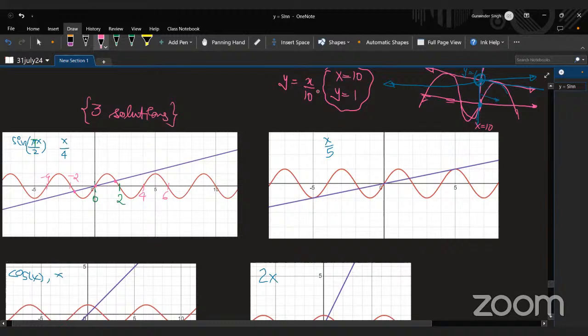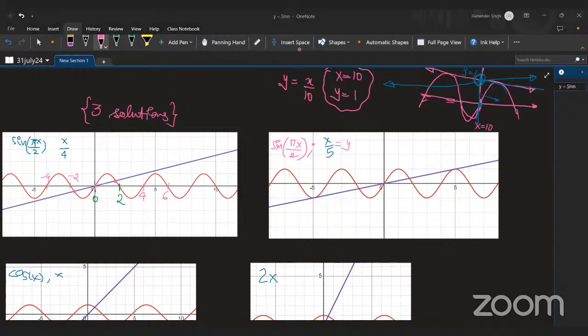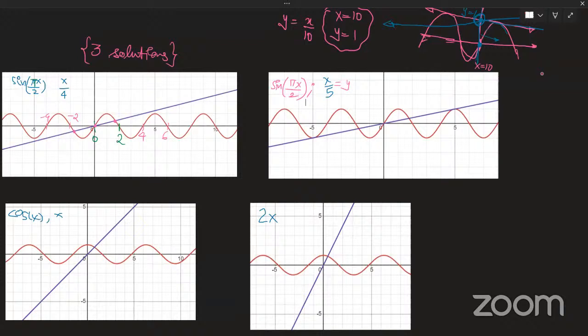Okay, let's go. Now I have the same curve, sine of pi x by 2, and I have y is equal to x by 5, x divided by 5. Can you tell me how many number of solutions are there?